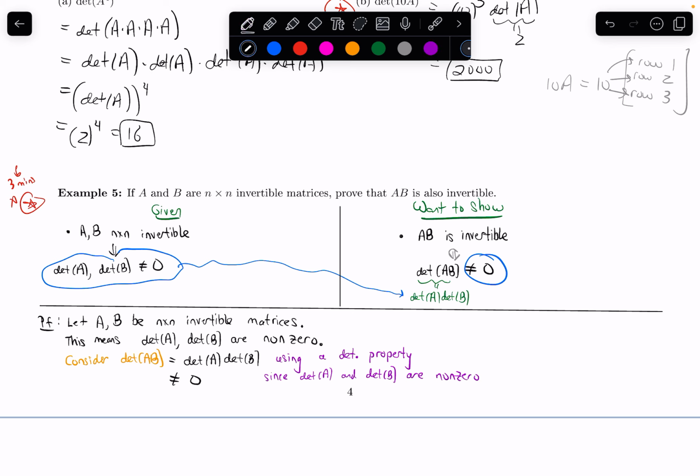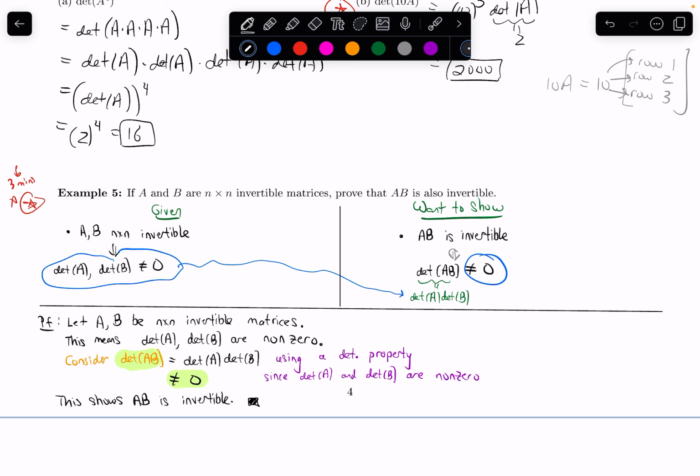So what is it that we've shown? We looked at the determinant of A times B. I've shown that that's not 0, but using our determinants, if the determinant of something is not 0, that means that matrix is invertible. Well, this shows that the matrix AB is indeed invertible. It is invertible, and that's the conclusion I wanted to prove. So now we are done with the proof. And there we have it.